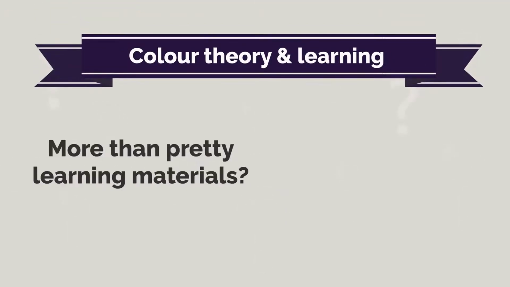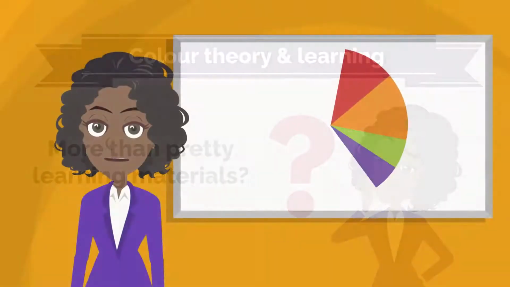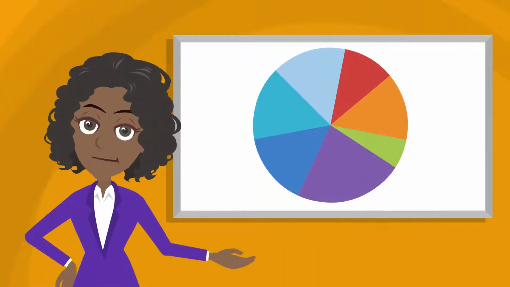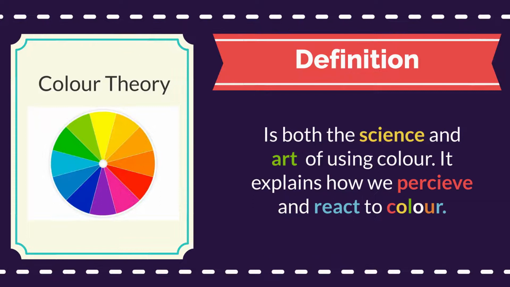In this short video, we'll be explaining the importance of colour in learning. This is sometimes referred to as colour psychology or colour theory. Colour theory is also both the science and art of using colour. It explains how humans perceive colour and the visual effects of how colours mix, match or contrast with each other. Colour theory also involves colours that impact memory and messaging.